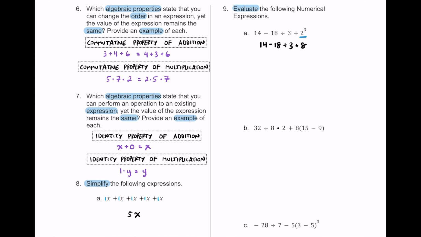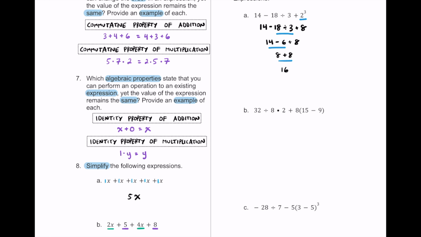Okay, and then out of these options here, this division is going to go next. So 18 divided by 3, that's going to equal 6. So we're going to have 14 minus this 6 and then plus 8. And then between subtraction and addition, they're equally important, so go from left to right. 14 minus 6 is equal to 8, and then 8 plus 8 is going to equal 16. All right, so that would be the value of this expression in A.